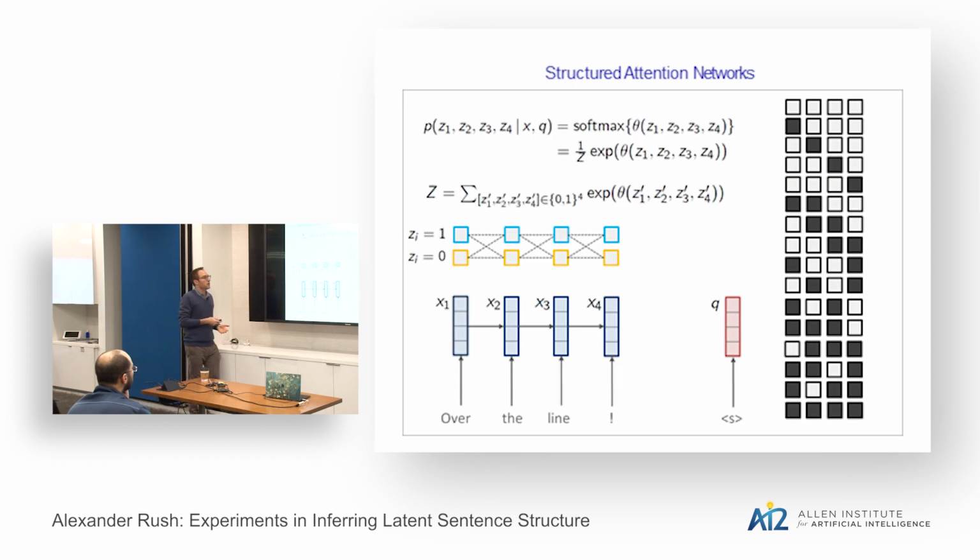So we're soft over these choices, right? And literally, mathematically, it's exactly the same. So we're soft over this exponential set of things.